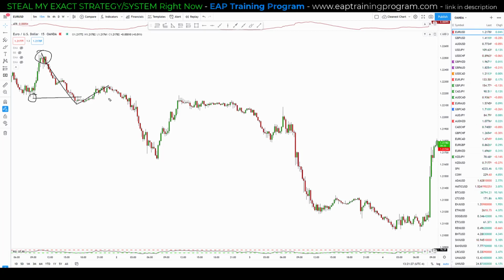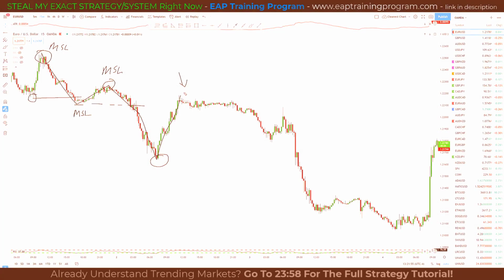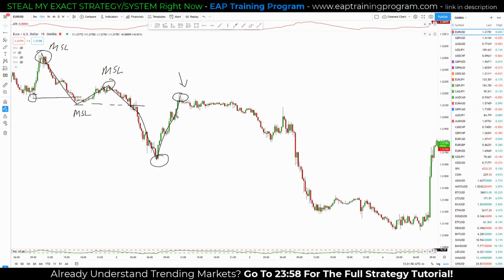Then we get a pullback, and we don't know that this is the top of the pullback until what? Until we actually break through this support level. Once we do, we can now count this as a major swing level as well. This is another major swing level, and we know that now this is a major swing level. Once we break through that, we continue pushing down, and here would be our next major swing level where this heavy pullback starts. Now what our next swing level would be is the top of that pullback, which is right here.